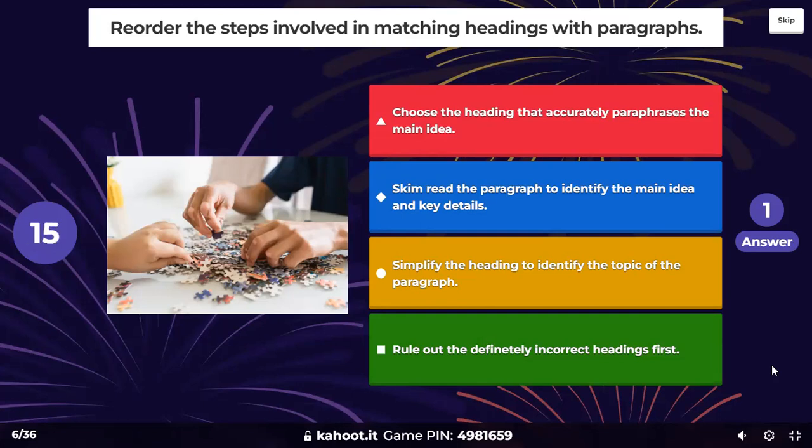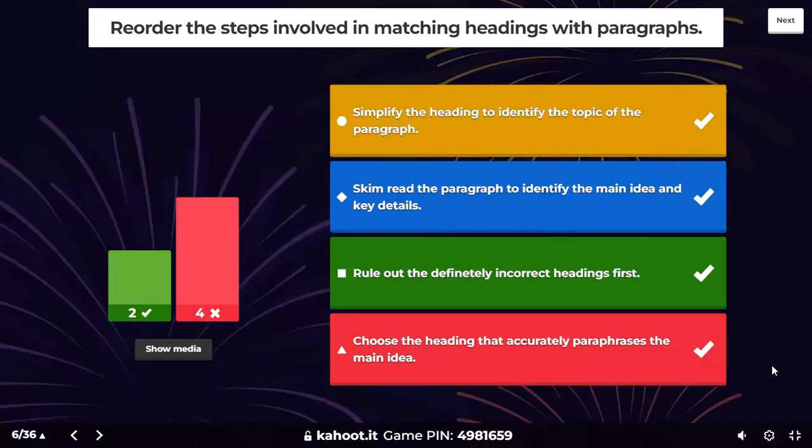Okay, we have one student who has answered the question so far. You're left with only 5 minutes, 5 seconds. Okay, cool. We have 2 students who got the correct answer, and 4 students failed to answer this question.